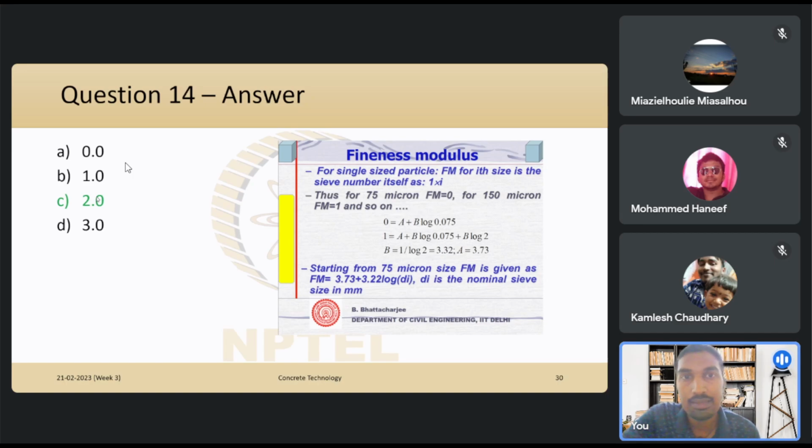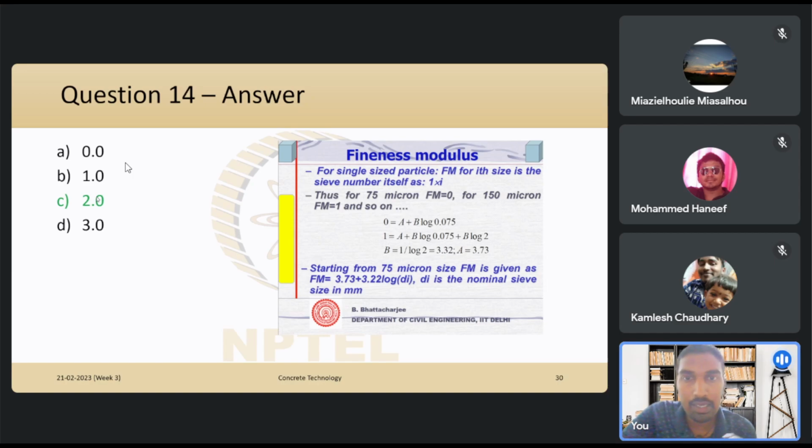So average particle size not in terms of the size itself in millimeters or centimeters, but in terms of the sieve number, right? So we have the different sieve numbers 0, 1, 2, 3. So we are going to use the average sieve number, right? So that's what the fineness modulus is.